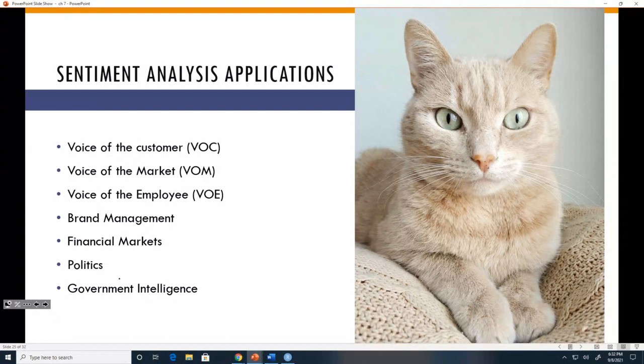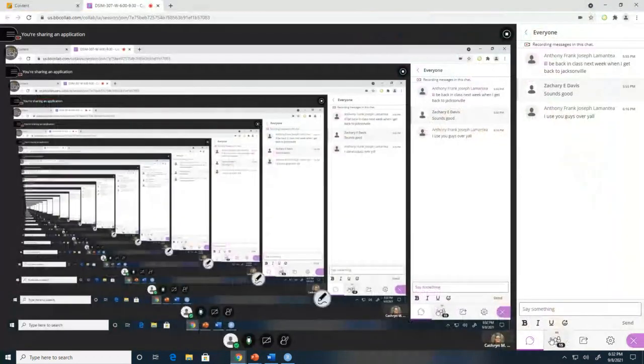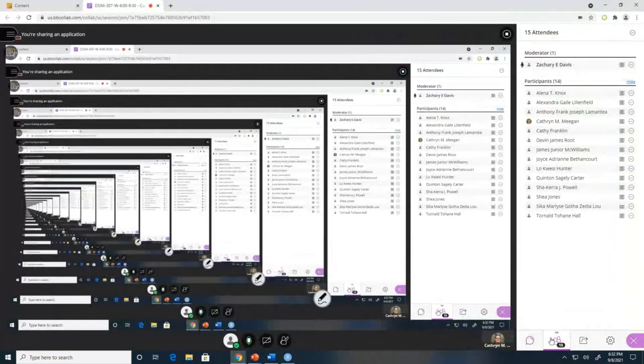Okay. So the next thing I want to do, we got some additional students. We got 15. Okay. So the next thing we need to do is install R and RStudio. And R has to be installed first before you install RStudio or it won't work correctly.